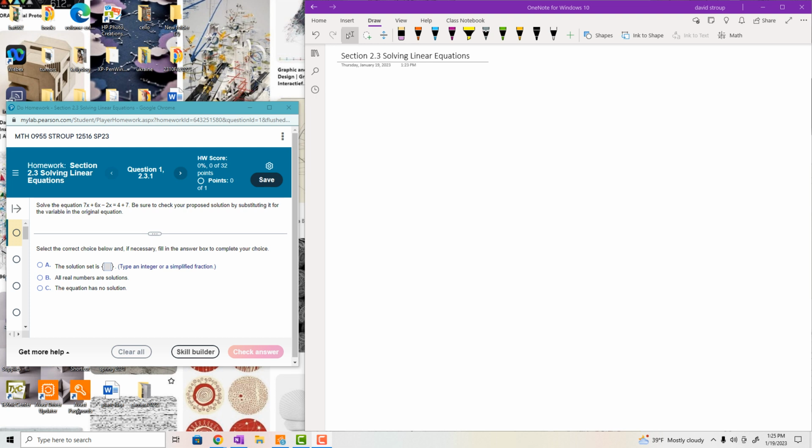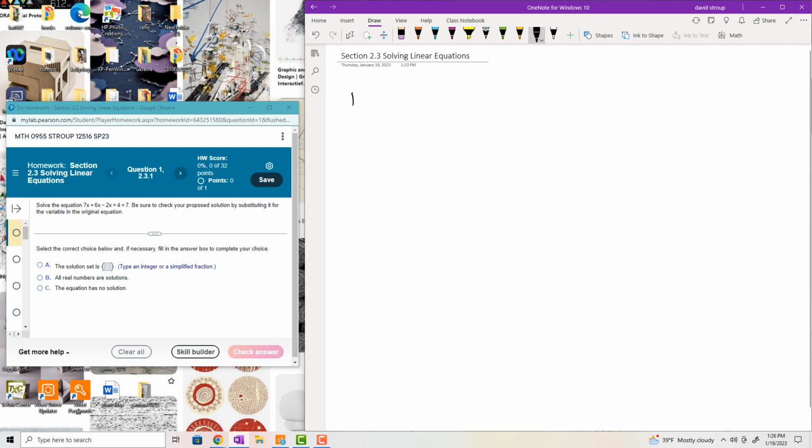Hi, welcome back. This is section 2.3 in Math 0955, solving linear equations. So here is kind of the combination of 2-1 and 2-2. You're going to be doing the addition property, the multiplication property, and some extra equations that we'll see along the way. Let's just dive right in and look at problem 1.